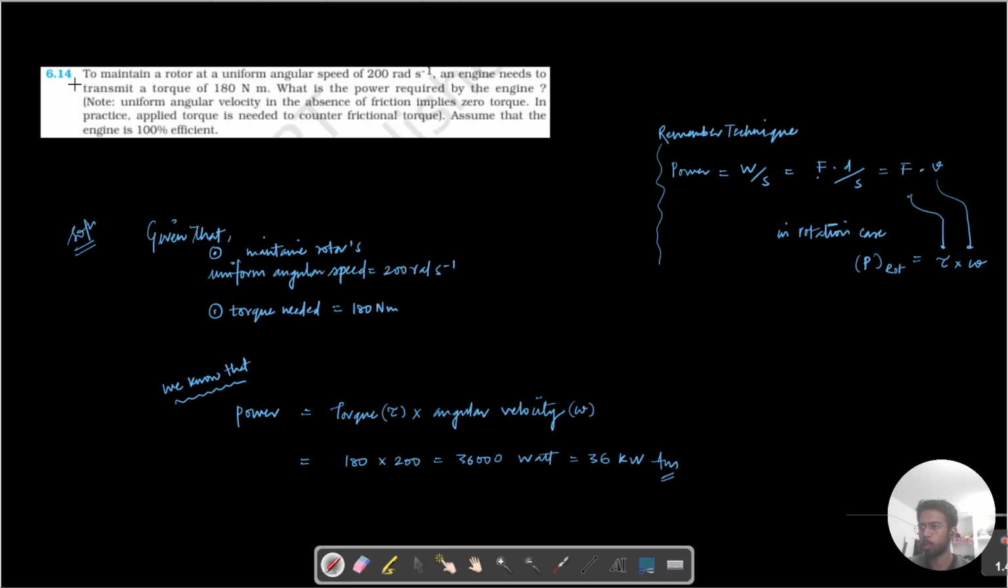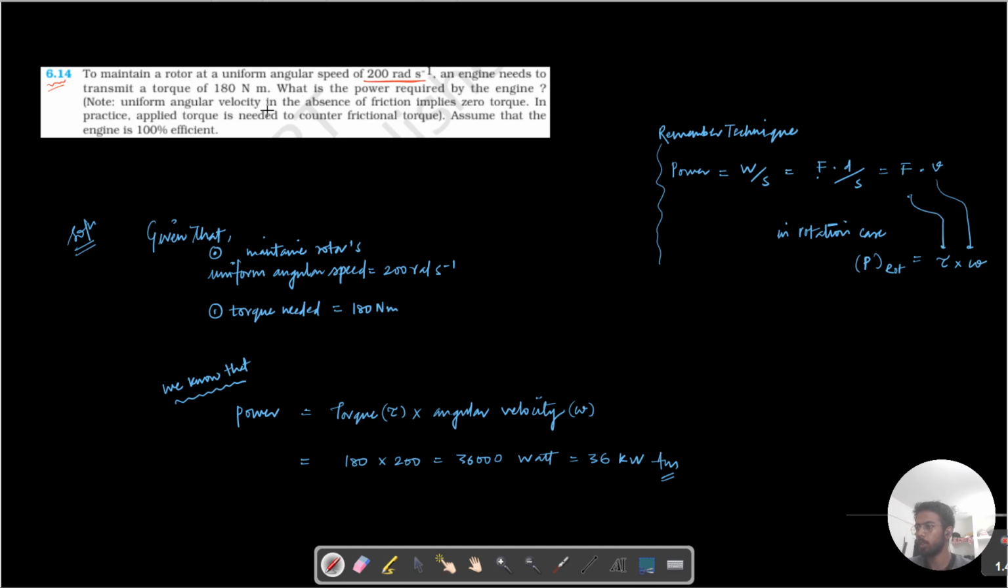So this is question 6.14, system of particles and rotational motion. Here the question is to maintain a rotor at a uniform angular speed of 200 radian per second. An engine needs to transmit a torque of 180 Newton meter. What is the power required by the engine?